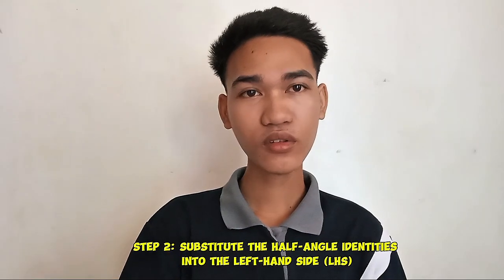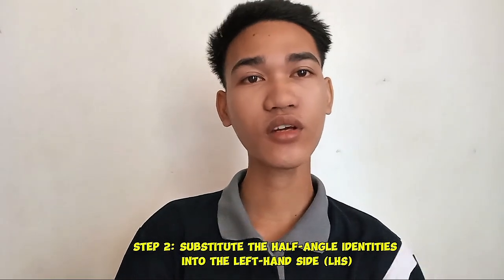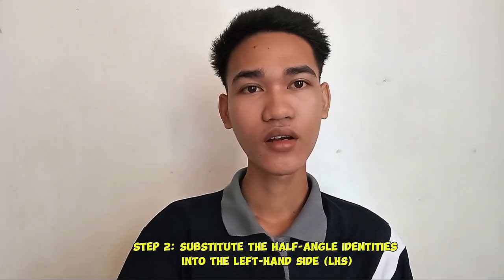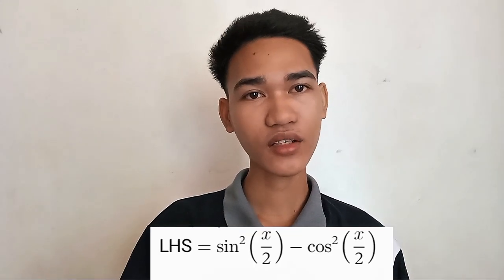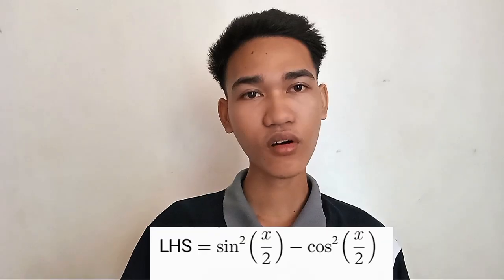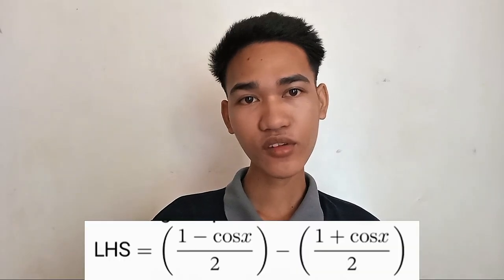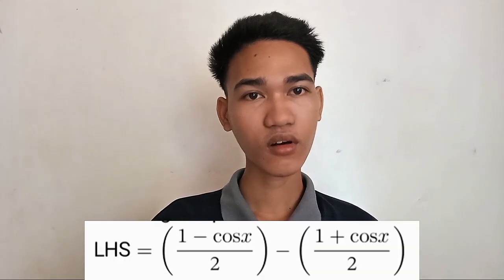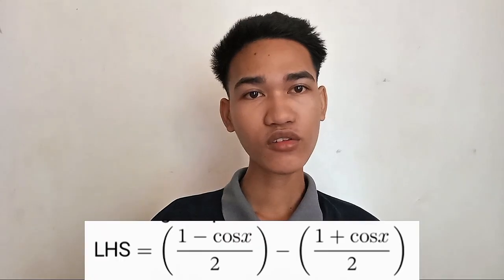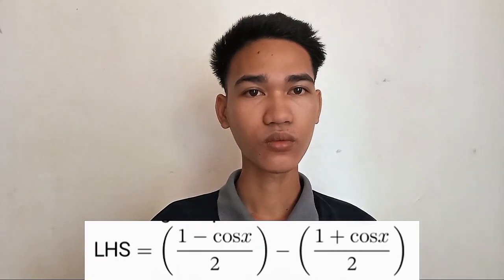Step 2. Substitute the half angle identities into the left hand side. We start with the expression we need to simplify. Left hand side is equal to sine squared x over 2 minus cosine squared x over 2. So replace sine squared x over 2 and cosine squared x over 2 with their half angle equivalents. Left hand side is equal to (1 minus cosine x) over 2 minus (1 plus cosine x) over 2.